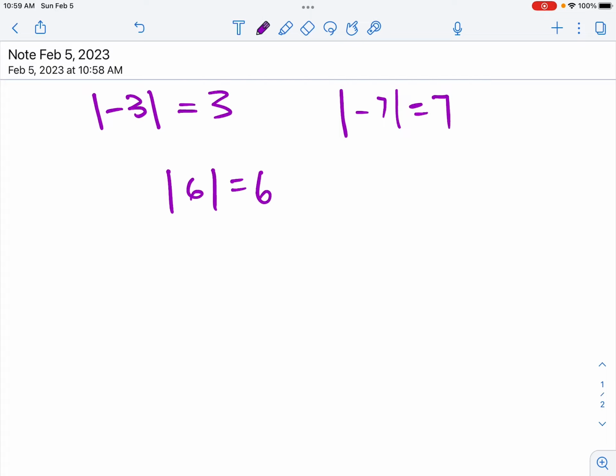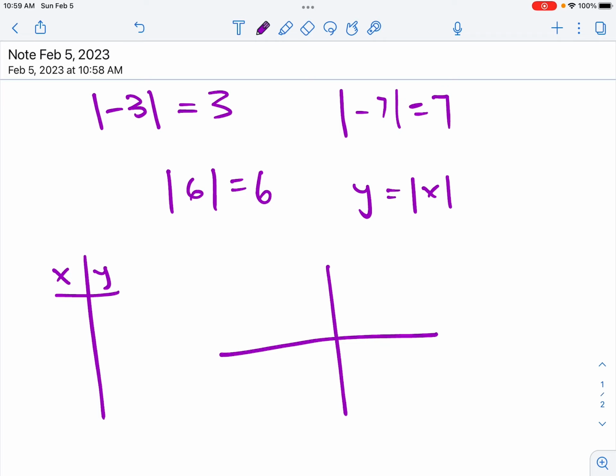Now, how does that relate to something like this? Absolute value of x. If we make an equation out of this, how do we graph that? Well, the best way to explore a new function is to just try a few x values and see how it behaves. So let's make our little table of x's and y's, and here we've got our x-axis and our y-axis. So let's just start with -3, -2, -1, 0, 1, 2, 3.